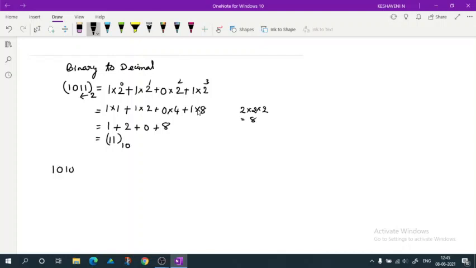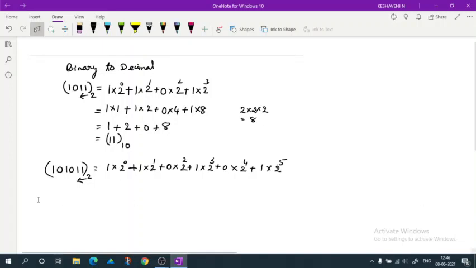I'll write another example. 101011. Consider this in binary. This can be written as, start from this side and move towards the left. I'll write this one as 1 multiplied by 2 to the power of 0 plus 1 multiplied by 2 to the power of 1 plus 0 multiplied by 2 to the power of 2 plus 1 multiplied by 2 to the power of 3 plus 0 multiplied by 2 to the power of 4 plus 1 multiplied by 2 to the power of 5.